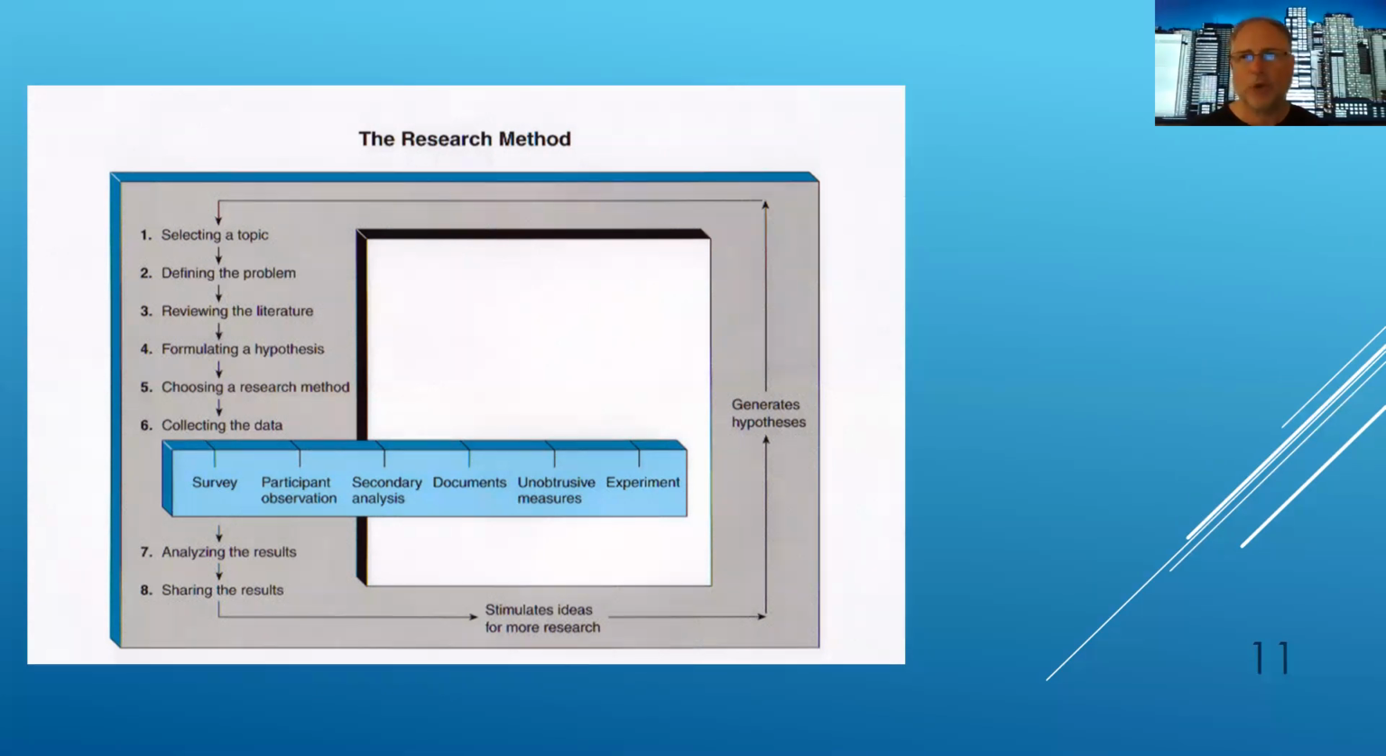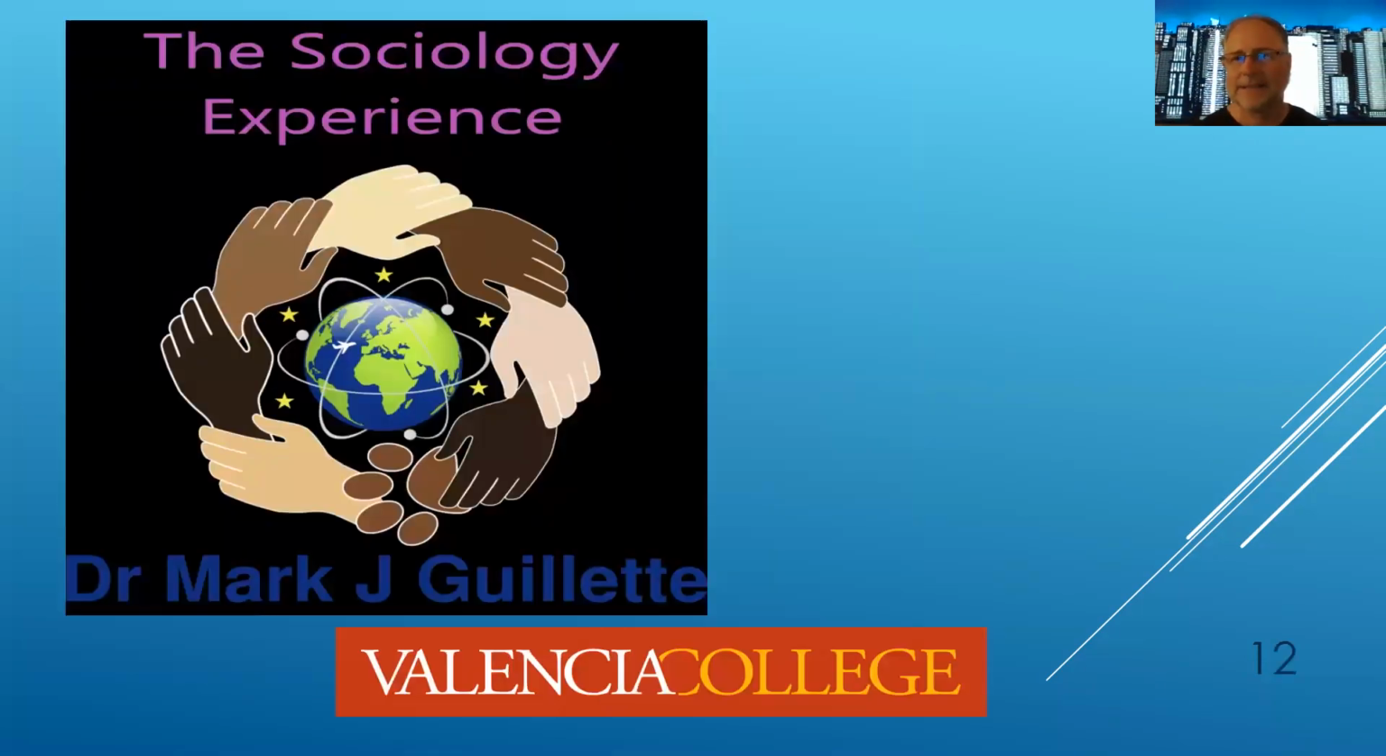If you get peer reviewed and other scientists feel like your research is great and you've done a good job, they sign off on it, they send it back to you, and then ultimately you can submit your work for publication. And that is a quick look at science in sociology.